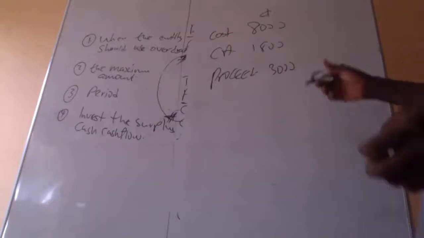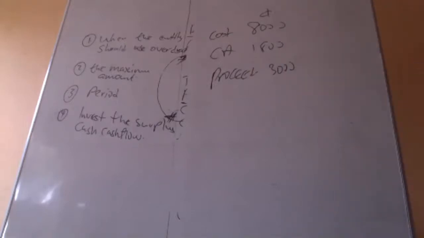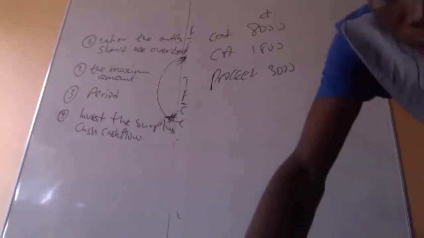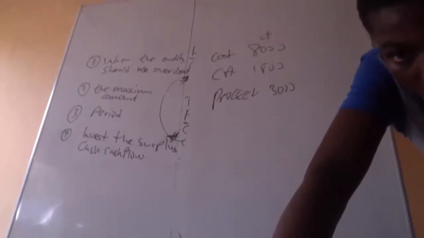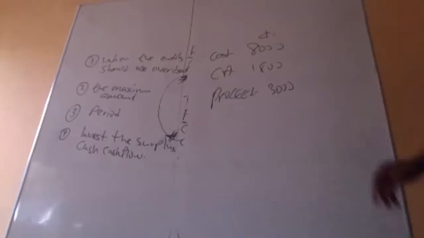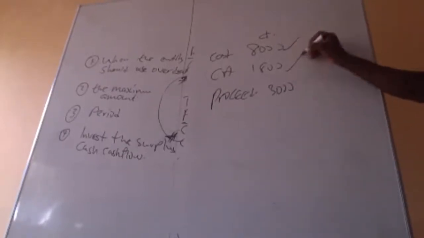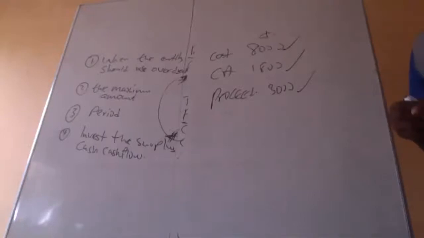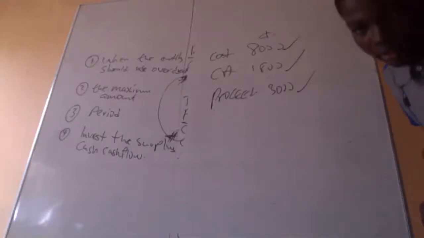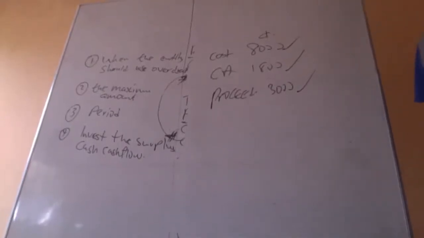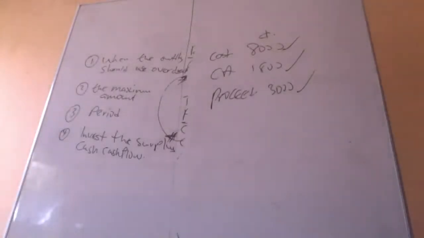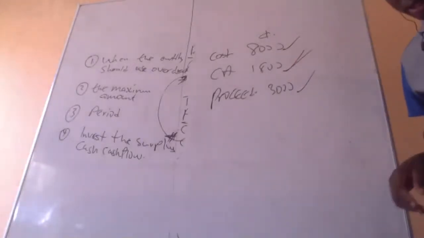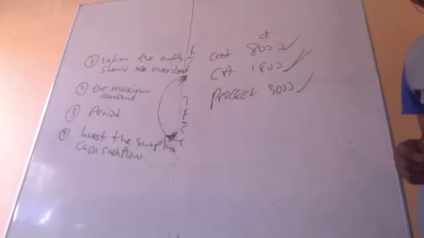Now tell me, which of these three figures will appear in our cash budget? Will it be the 8,000 or the 1,800 or the 3,000? Type the one that you feel like. Yes, but any answer is valid until the final marking scheme is reviewed. Okay, I like that.